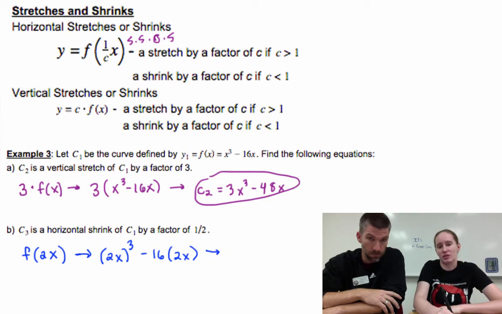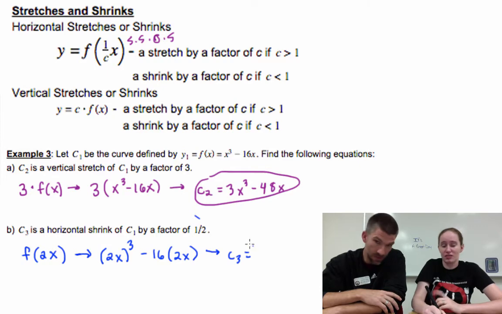Let me call this C3. C3PO? So C3. Human cyborg relations? Similar. It's a cousin of his, actually. Okay.